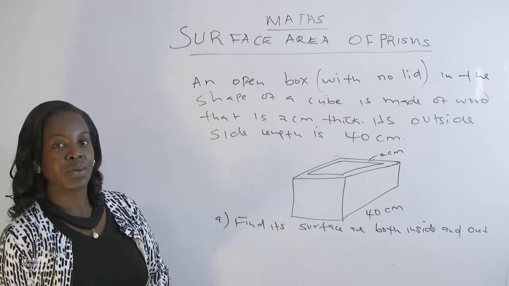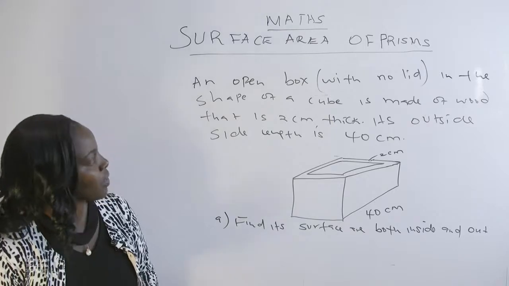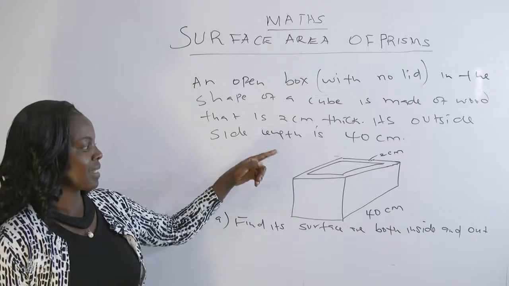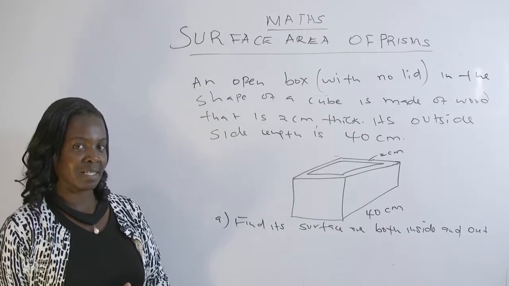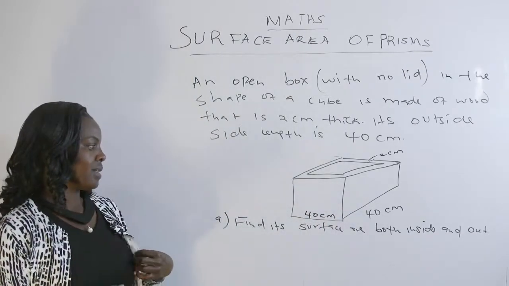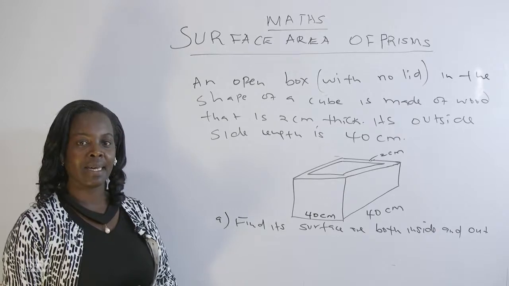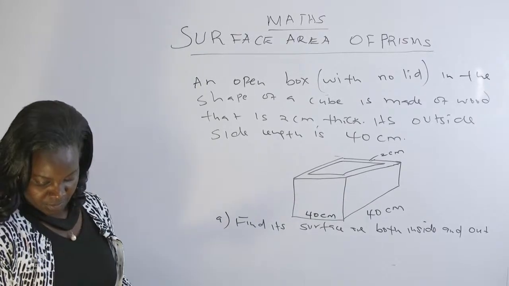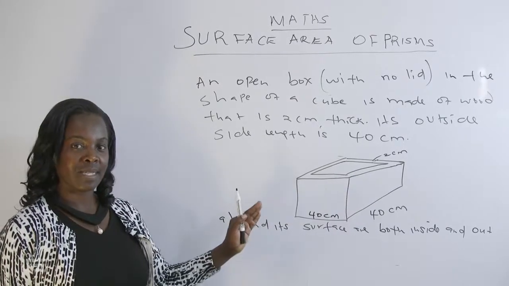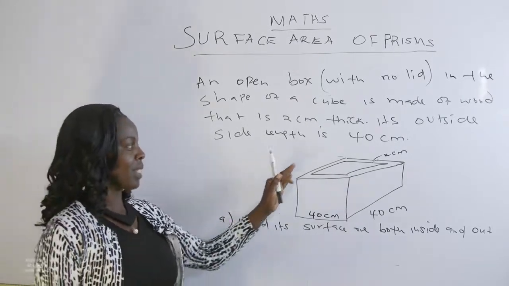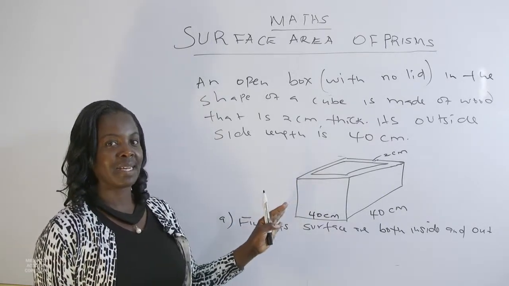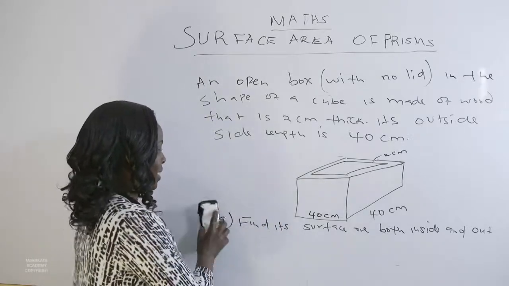An open box with no lid in the shape of a cube is made of wood that is 2 centimeters thick. Its outside length is 40 centimeters. Find its surface area both inside and out. So we'll start by calculating the surface area of the outside, and later we'll calculate the surface area of the inside. Then we add them together because we are told to calculate the surface area for the inside and for the outside.